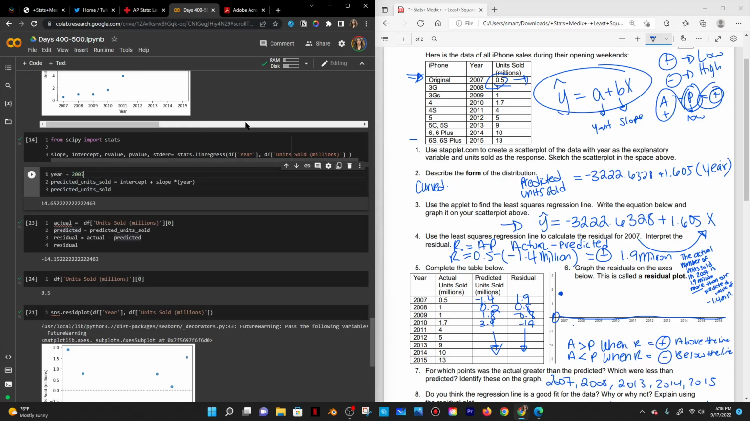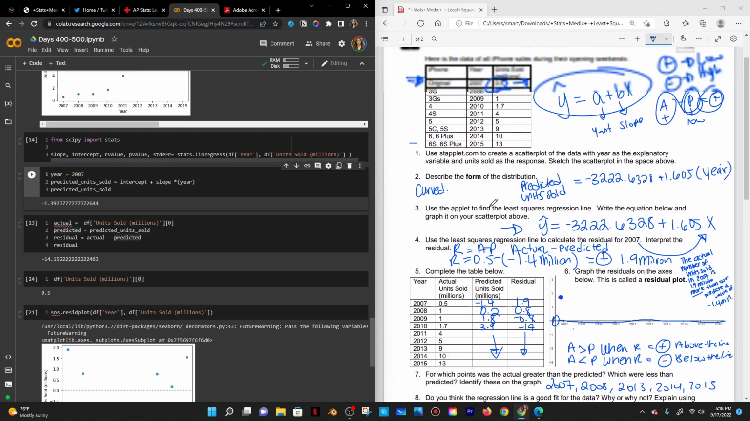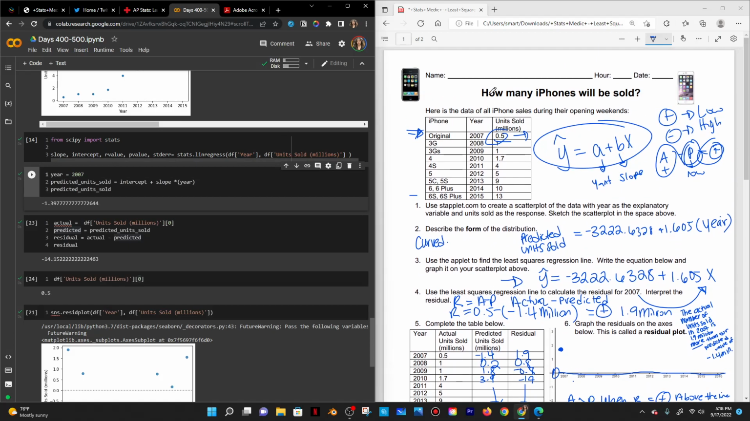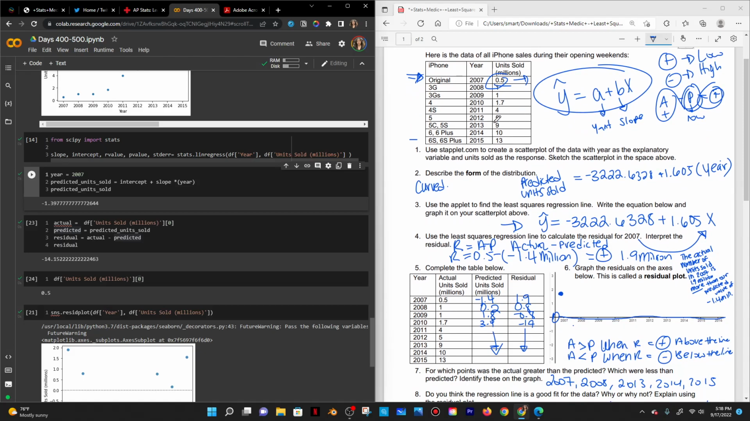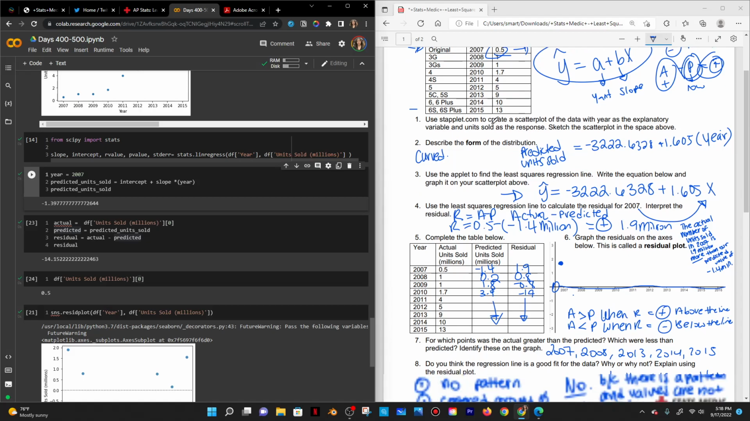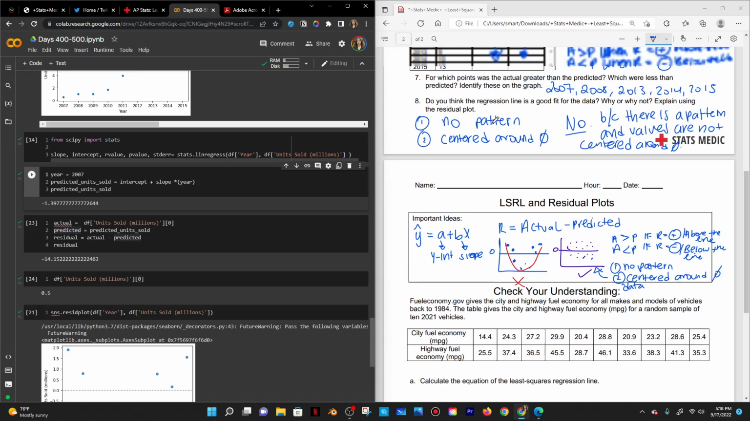I'm just gonna move this back to 2007, to do some closure, because I really did want to know how many iPhones would be sold. But the idea here is, we can't use this line because it's not the best line of fit, and it's also not the least squares regression line, which is kind of the same thing.